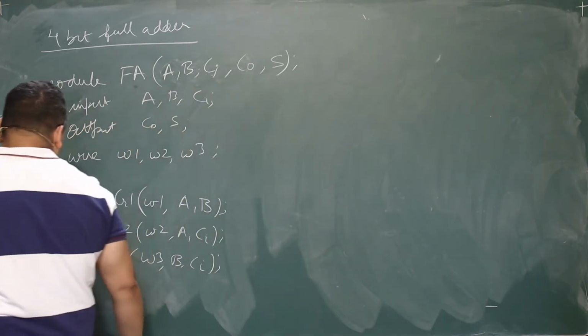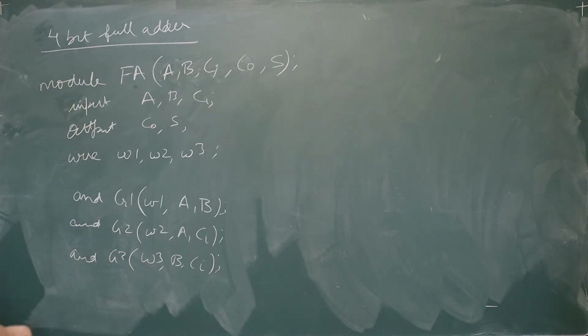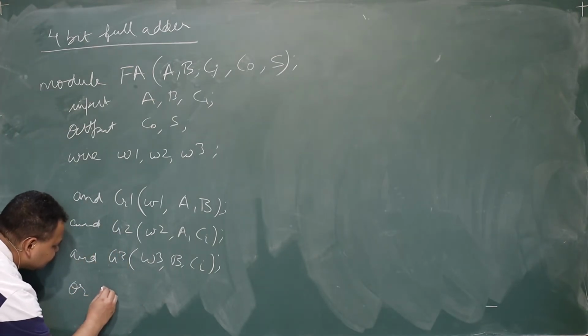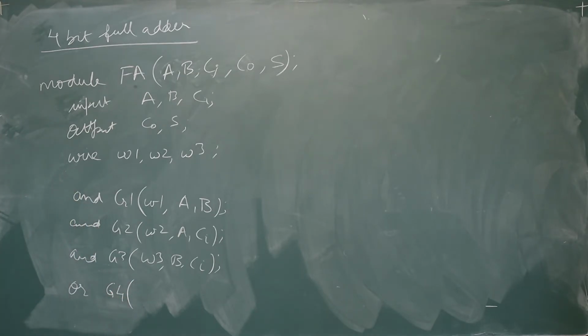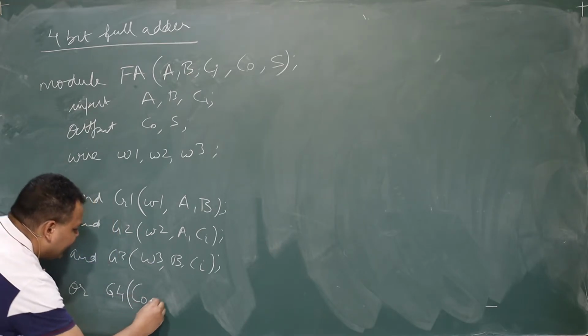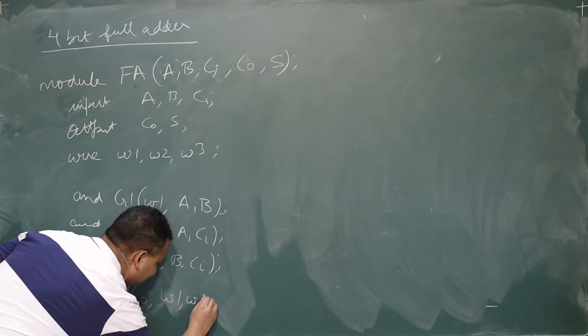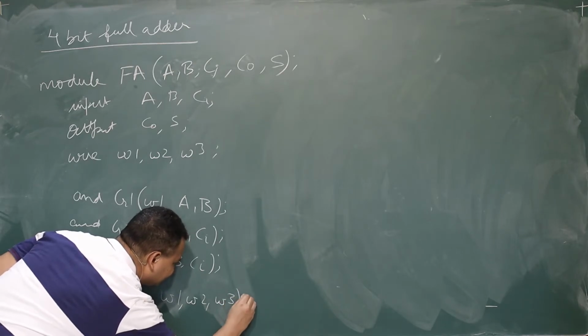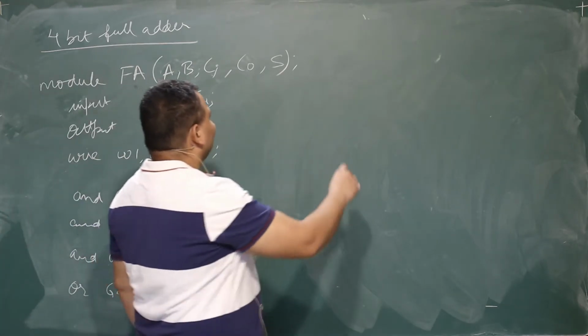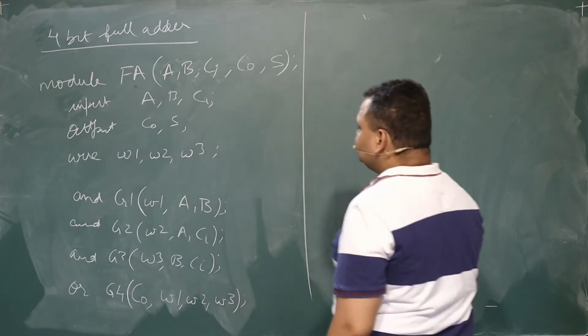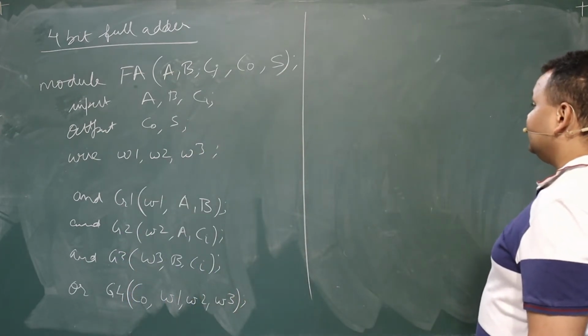What do you need next? You need an OR gate. Let us call that G4. What is the output of the OR gate going to be? CO, C out, and the inputs are going to be W1, W2, and W3. So that is, you got your C out.